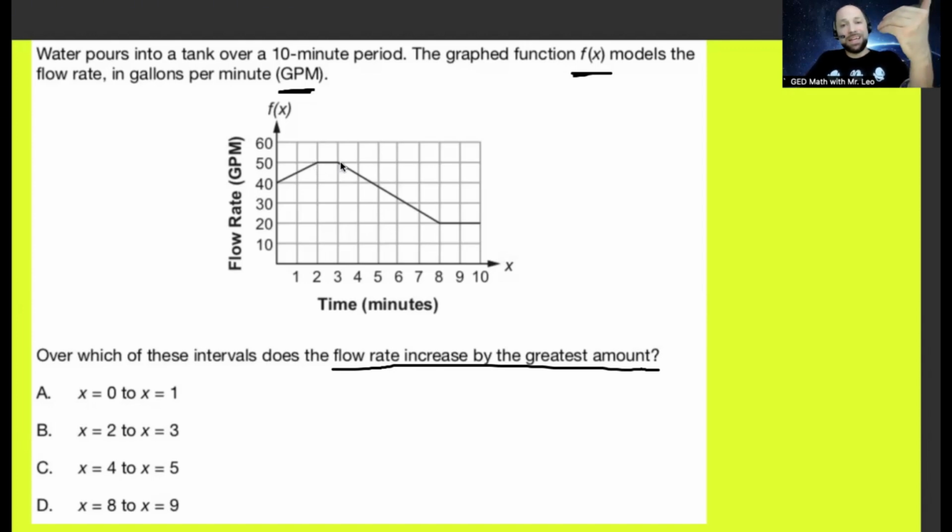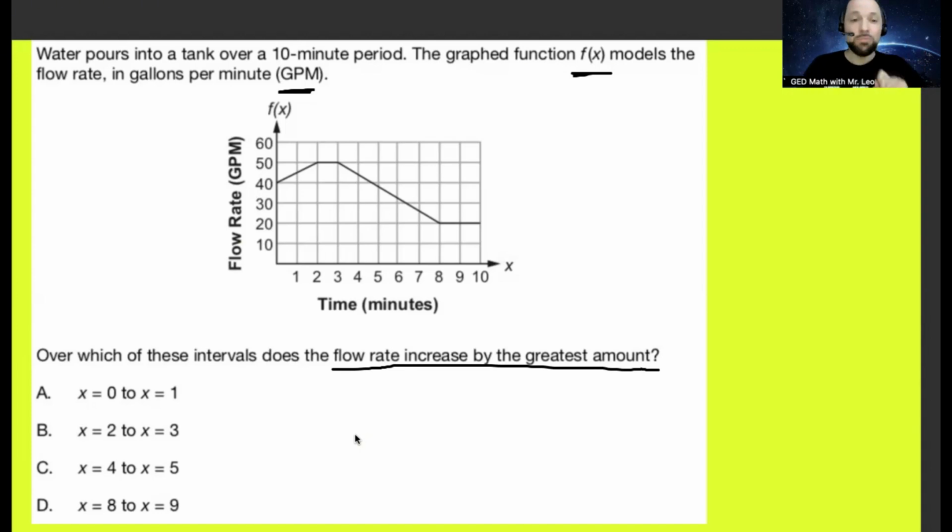Then the flow rate decreases. It's coming down. It's slowing down, less and less water until we hit minute 8. And then it evens out and just stays consistent at a flow rate of 20. It starts at 40. It increases. It stays up there for a minute. Then it decreases. And then it stays at 20 to close it out. That's the story. So, what's the answer? Over which interval does the flow rate increase by the greatest amount?